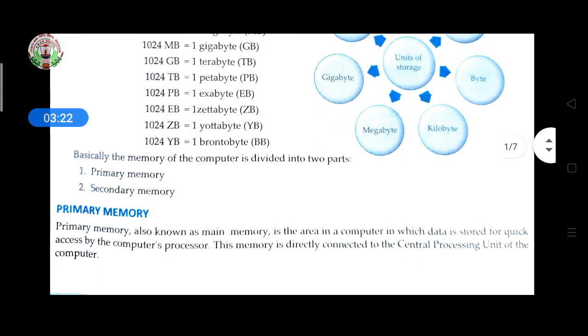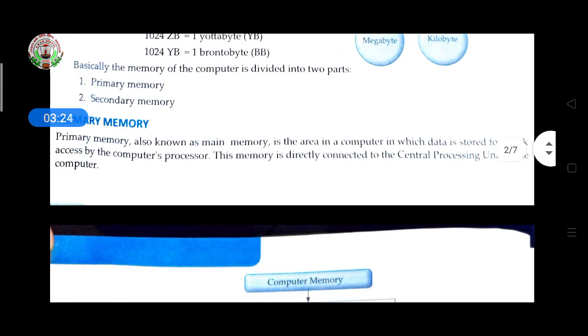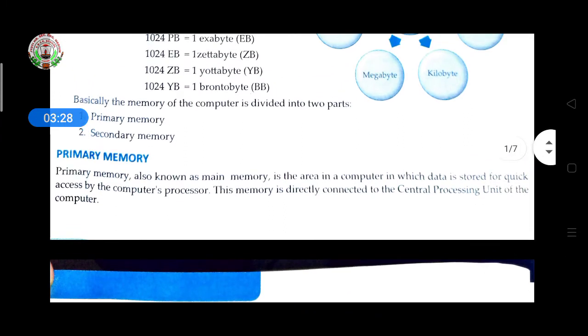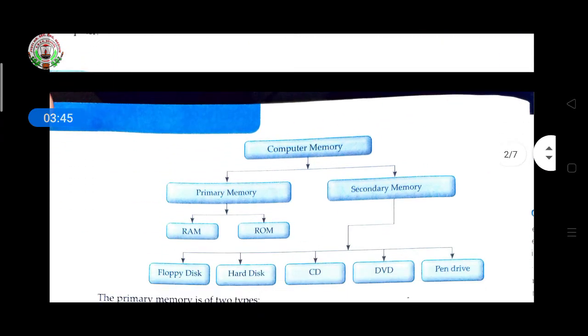So all the memory of computers is divided into two parts. The first one is primary memory and the second one is secondary memory. Primary memory is also known as main memory. This is the area in a computer in which data is stored for quick access by the computer processor. This memory is directly connected to the central processing unit of the computer.